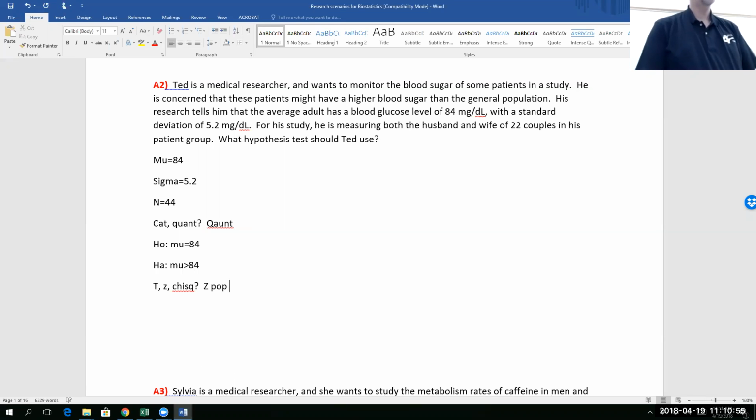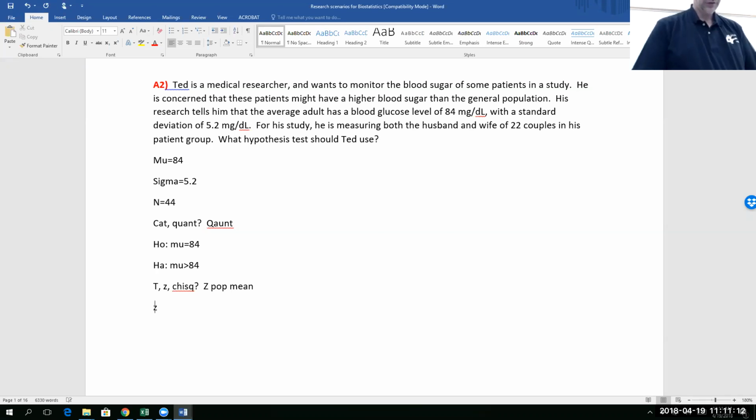Z population what? What am I measuring here? The mean or a proportion? It's mean. So what's the equation I should use? Technically, you'll have your formula sheet, but Z equals X bar minus mu over sigma over the square root of n. Hopefully you've done enough of those that that's memorized by now, right?